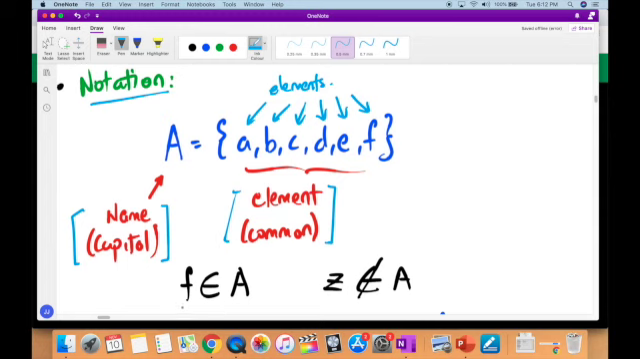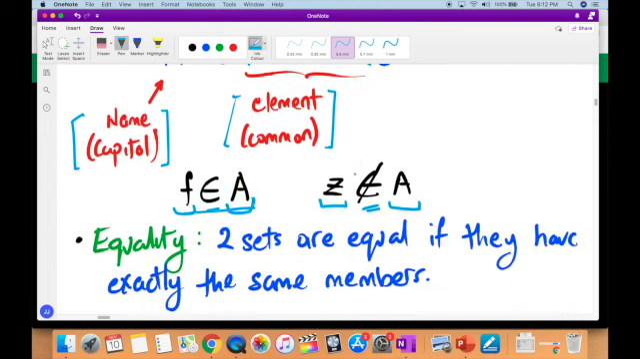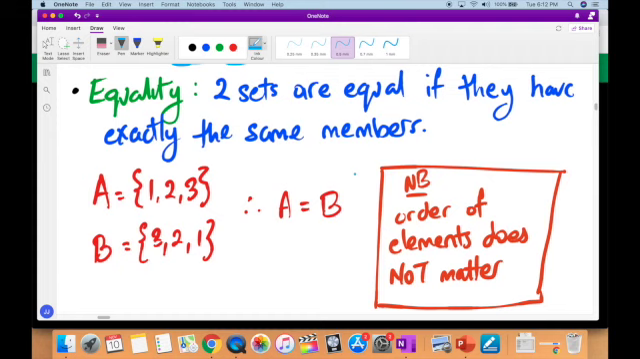And this is how we write the element. So we could see here that the element, the member F is an element of the set A. Notice the element is written in common letters and the set itself is written in capital letters, right? We can see here that Z is not an element of set A, because set A only goes from A to F. So Z is not in this set, right? So that's how we write these kinds of things.